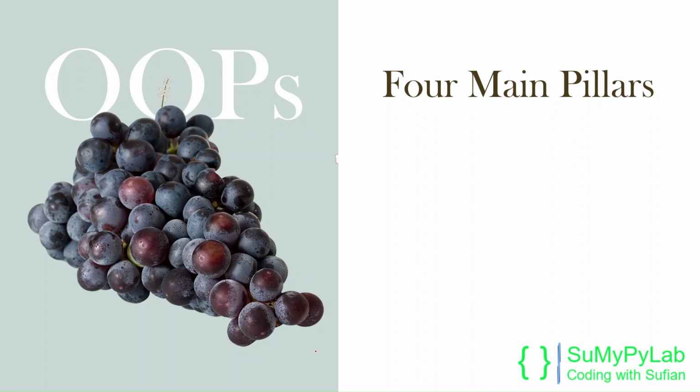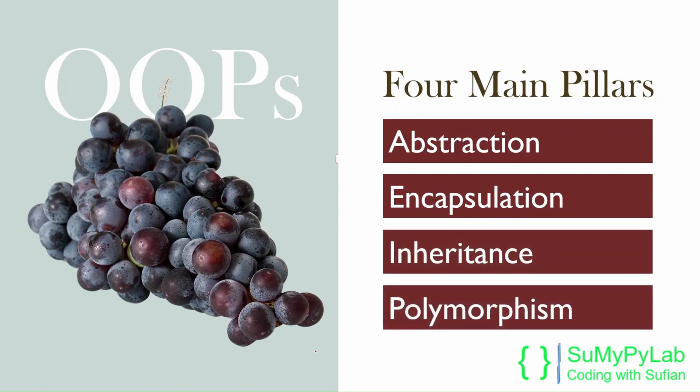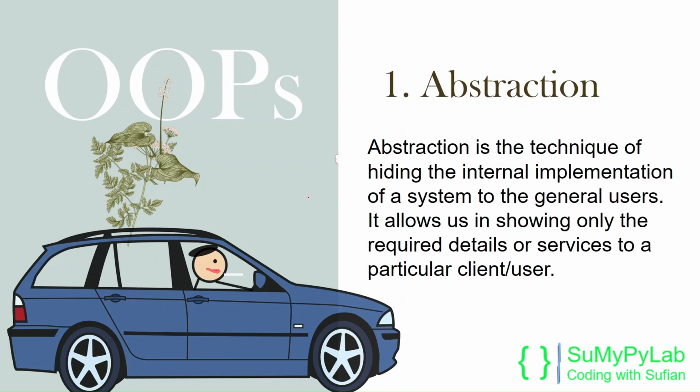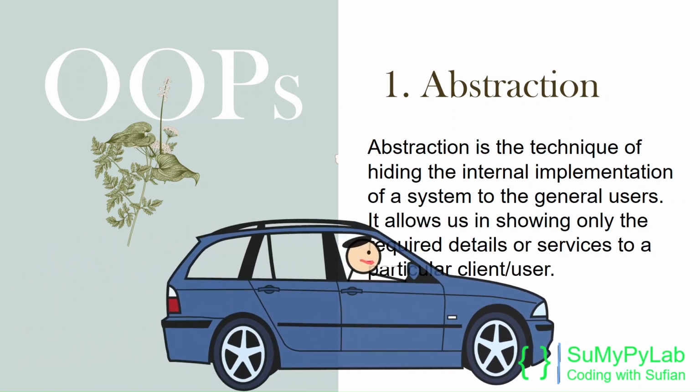The four main pillars of object-oriented programming are abstraction, encapsulation, inheritance, and polymorphism. Abstraction. Abstraction is the technique of hiding the internal implementation of a system from the general users. It allows us to show only the required details or services to a particular client or user. For example, consider a car. A car is made up of various components, but the car driver is concerned only about whether it is working or not, such as whether the brake, horn, steering, accelerator, etc. are functioning or not. He/she need not know how the engine, the braking system, the accelerator, etc. work.